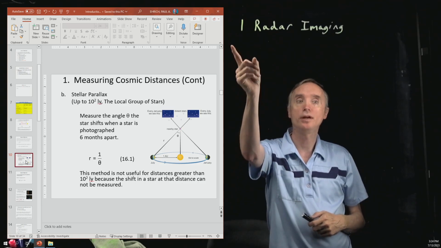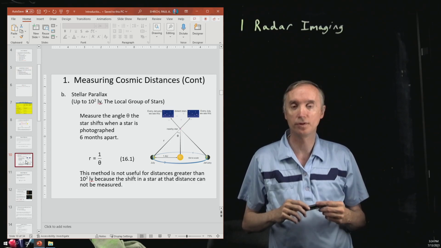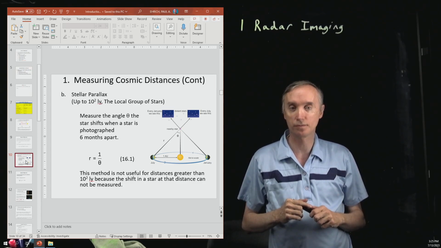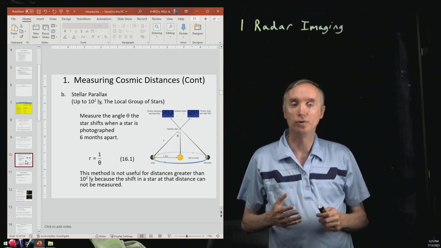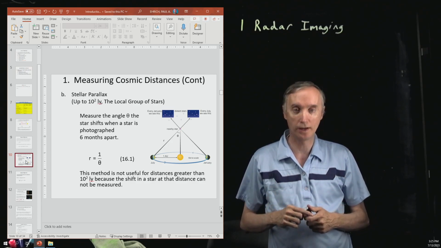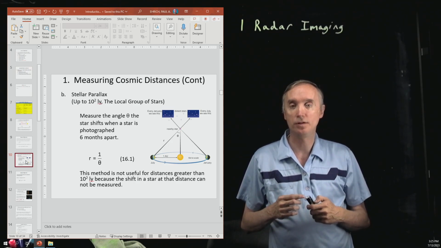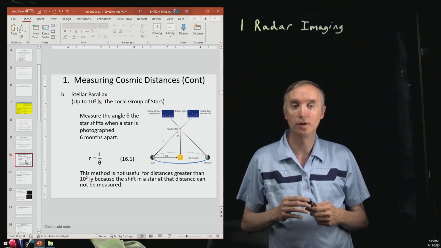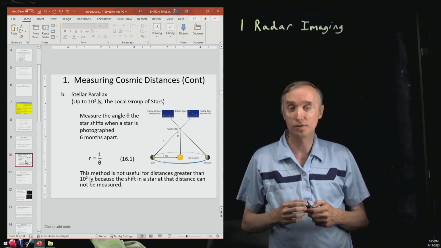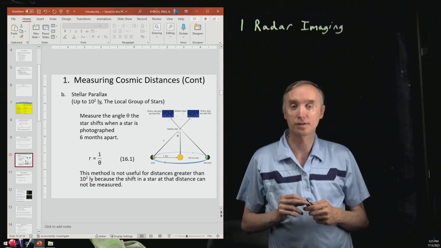Okay, so now we have used radar imaging to measure the distance to an object inside of our solar system. What would we do if we wanted to measure the distance to an object that was further away? So our next type of measurement is going to be using stellar parallax. Now this should look familiar because we've already used this back in chapter 16 or lesson 16.